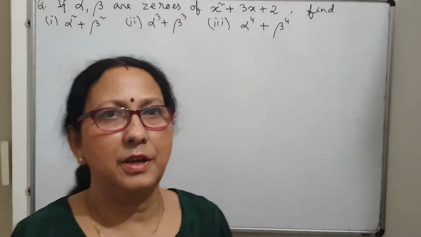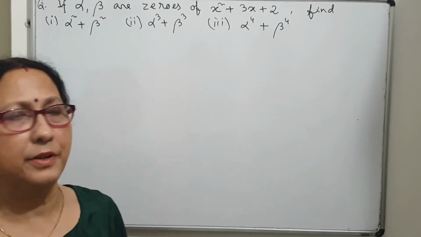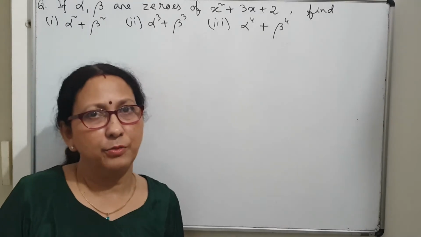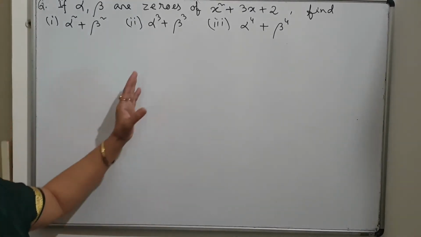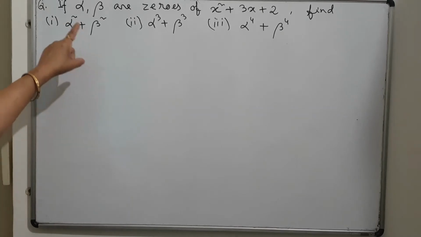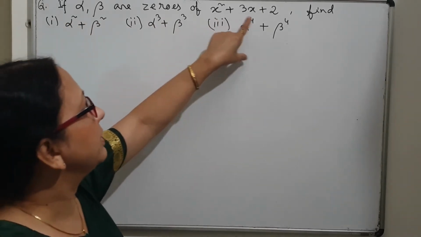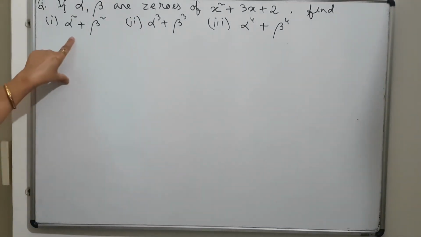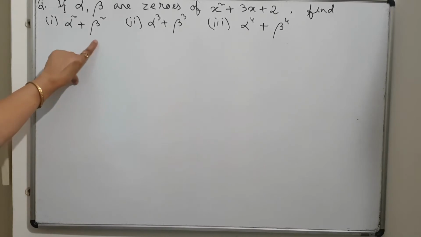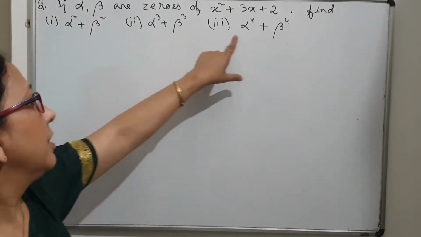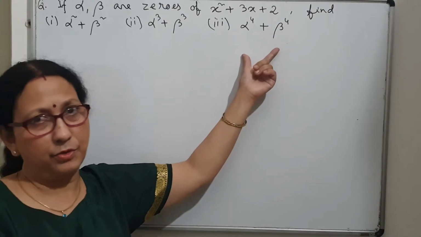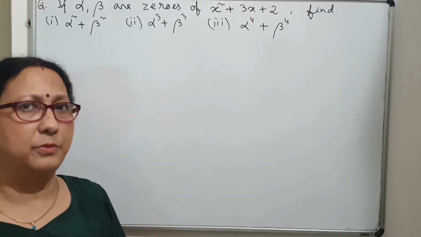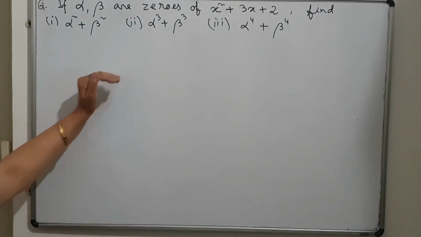Now I am solving some questions from the polynomial chapter, where symmetric functions of zeros of a polynomial will be shown. Now you see the question: if alpha and beta are zeros of this polynomial, then find the values of these three parts. This kind of expressions are known as symmetric functions of zeros of a polynomial. Now these will be useful in some questions which I will be showing you later. Now let us do this question, solve this.